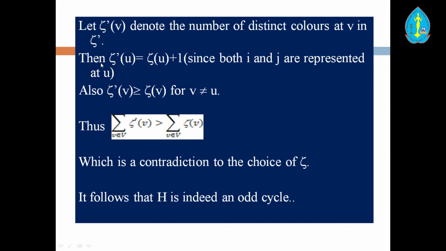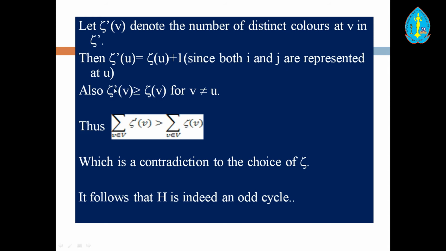If C' of U is, that is, in the first coloring C of U equals... in C of U, that is, one color is not represented, but in the new coloring I is represented and also J is represented. I is not represented, J is represented twice at U, but in the new coloring J is only once colored and color I is used. Therefore, C' of U equals C of U plus 1. Both I and J are represented at U.